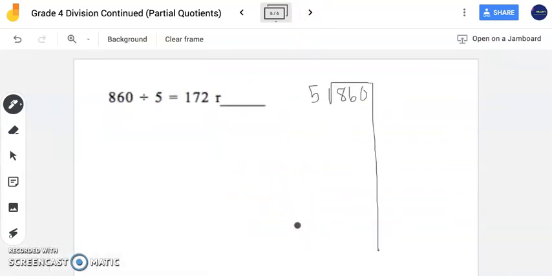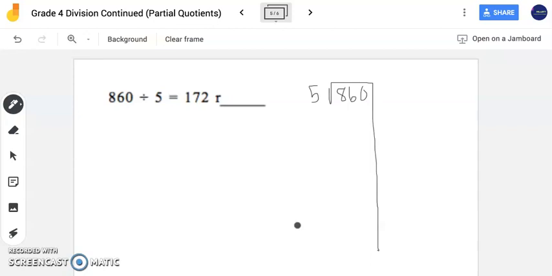Now today you're going to see problems like this. We have 860 divided by 5 equals 172 remainder something. Your goal is to figure out what that remainder is. That means you have to do the long division. Now you know your quotient is going to be 172, so yes, you could do a few other methods. You could do 172 times 5 and see if that gets you close to 860, and then you can always take that product and subtract from 860.